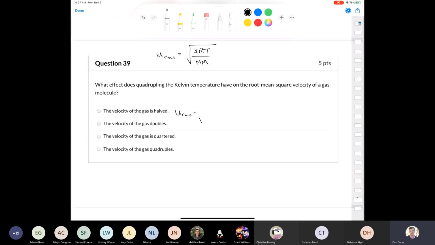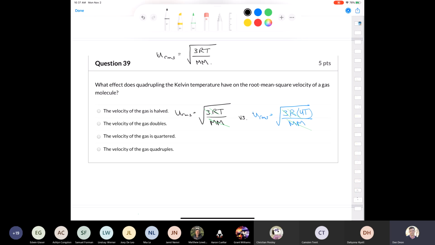If you're comparing root mean square speed equal to the square root of 3RT over molar mass, to root mean square speed equal to the square root of 3R times 4T divided by molar mass. Think about it. What I'm saying is the molar masses of the gases are the same. The 3 is going to cancel. The R is going to cancel. So if I take the square root of the temperature versus the square root of 4 times the temperature, what's the square root of 4?